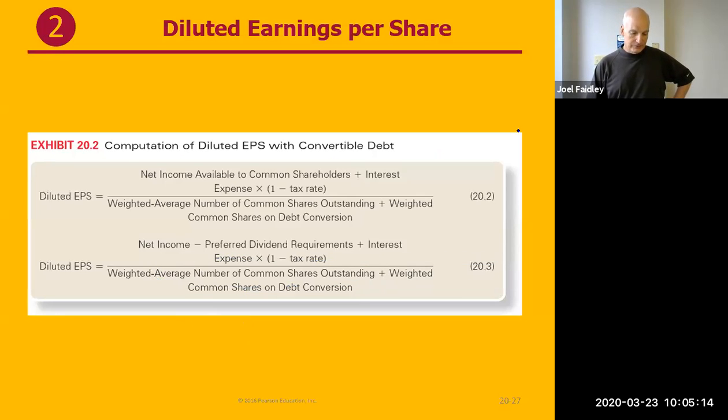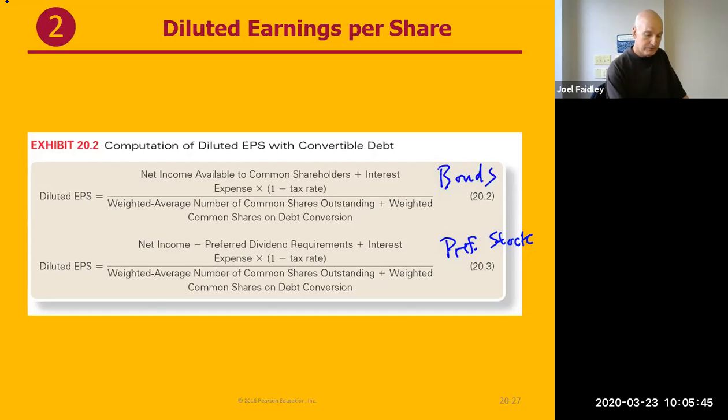All right, there's diluted earnings per share for both bonds, and this is for preferred stock. And you can have both of these going on at the same time. In fact, you very likely would. So the formula there is the basic earnings per share formula, expanded.